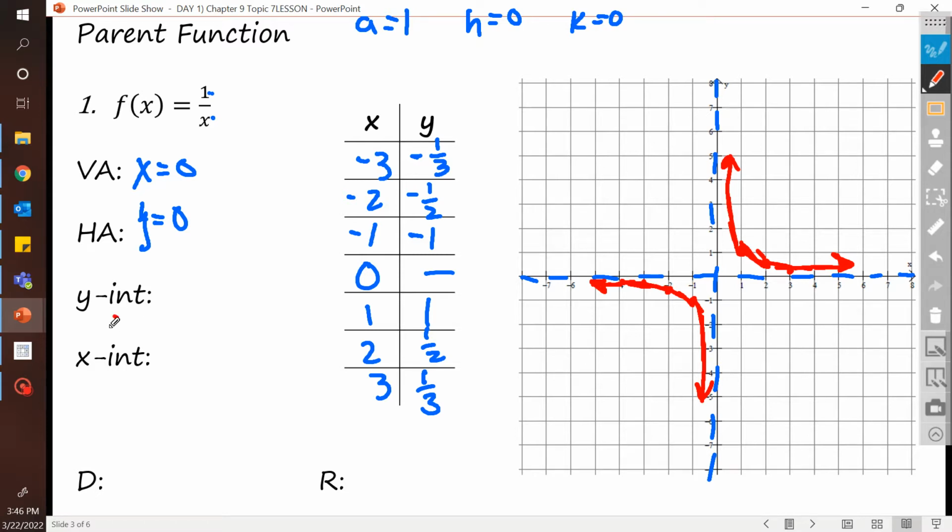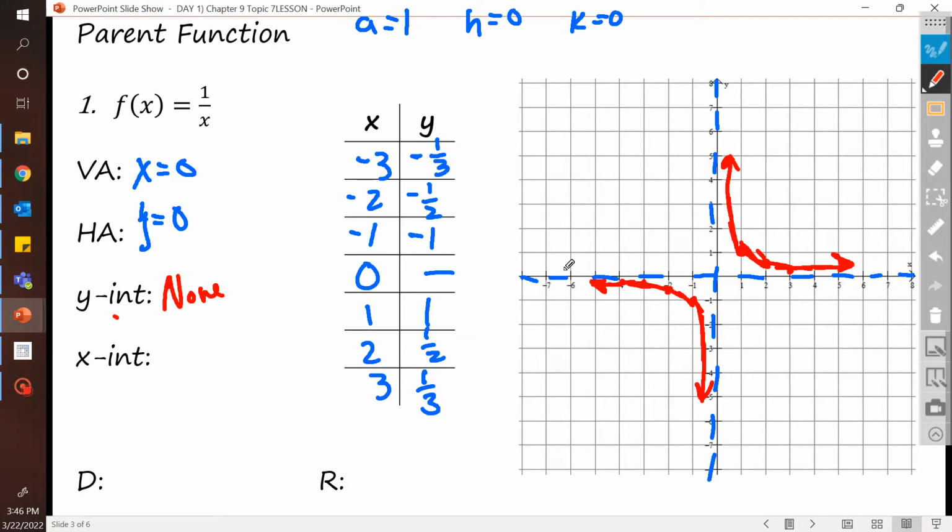Now the y-intercept, we could find the y-intercept by plugging in 0 for x. But you'll notice that when you plug in 0 for x, you get 1 over 0, which is undefined. So there is no y-intercept, and you can see that because there's an asymptote on the y-axis. So there's no y-intercept because there's an asymptote there.